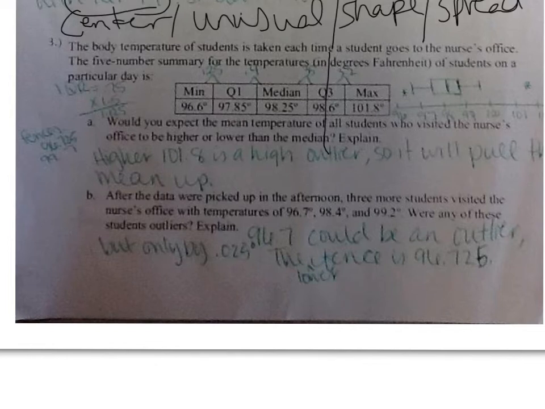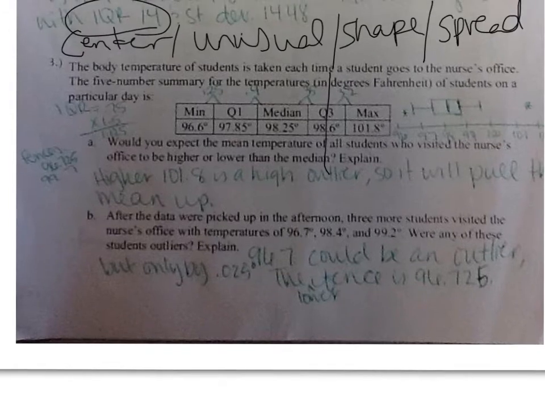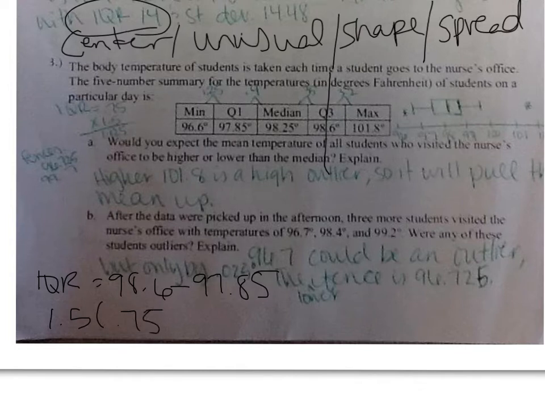So here we are working with only summary statistics, so you can't put that in your calculator. So you have to do it by yourself. So we want to find the IQR. We did this one in class, so I'm just going to go over it briefly. You found your IQR by subtracting Q3 minus Q1. And then to see if it's an outlier or not, you do 1.5 times the IQR. And that tells you how long your fence is.